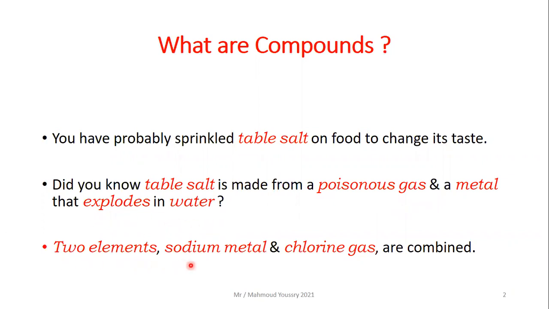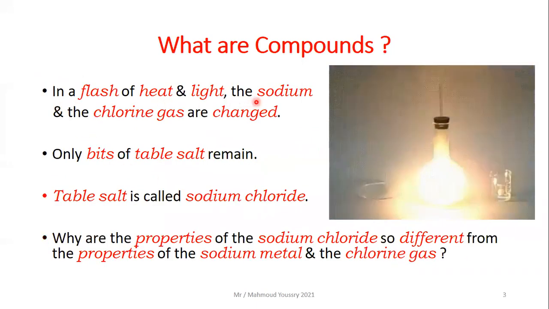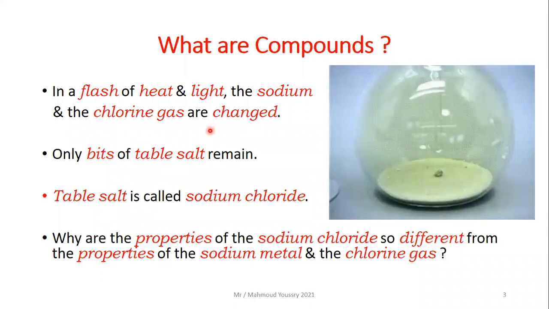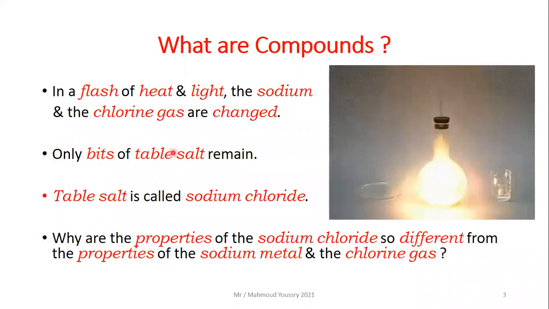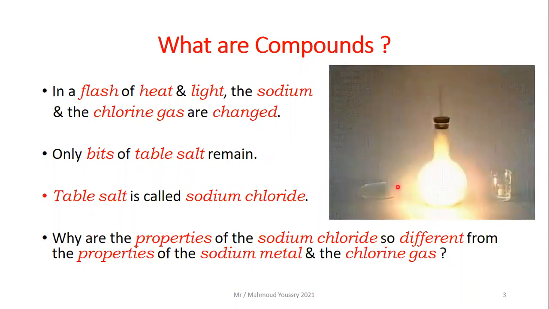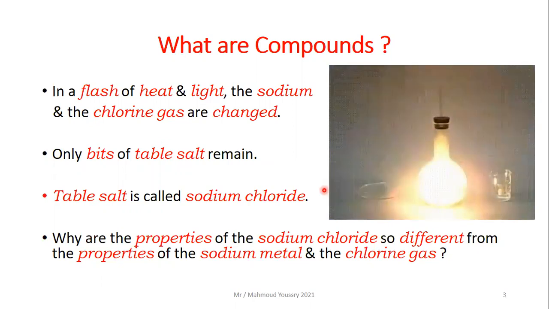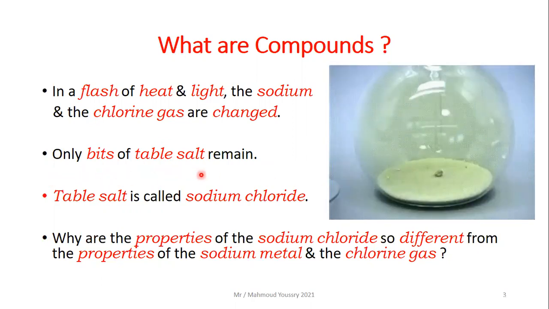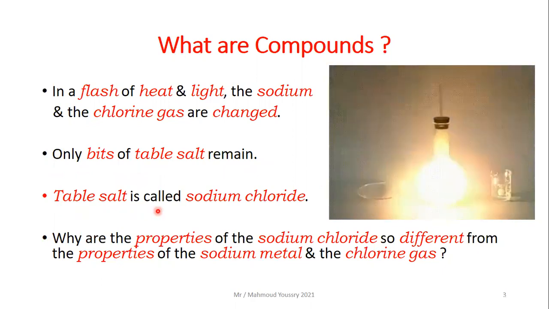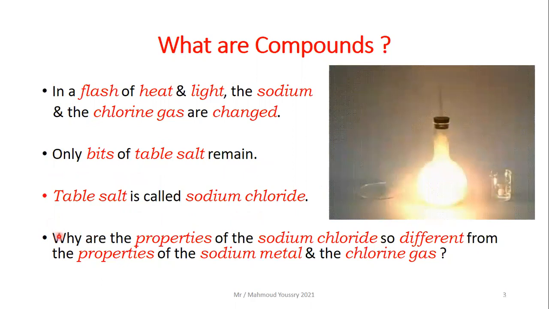The two elements, sodium metal and chlorine gas, are combined. In a flash of heat and light, the sodium and the chlorine gas are changed. Only bits of table salt remain. As you can see in this GIF, this is the reaction of sodium metal and chlorine gas. Then only bits of table salt remain. Table salt is called sodium chloride.